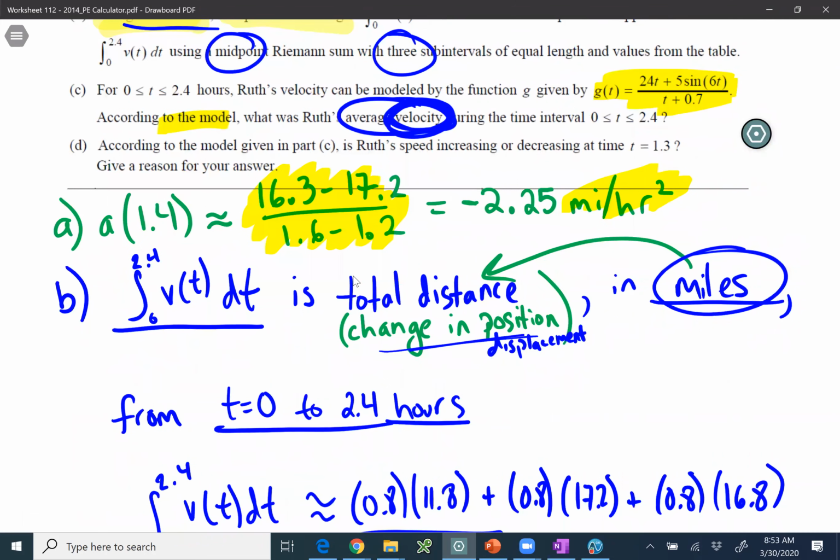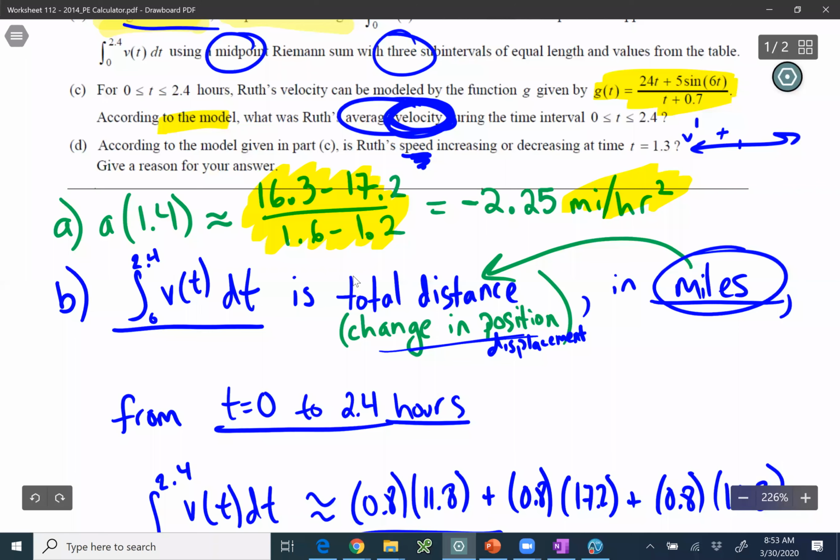All right, D: according to this model, is Ruth's speed increasing or decreasing? We need to be careful with speed increasing and decreasing. Most of the time, like 99% or 95% of the time, when we see increasing and decreasing, we make our V prime and figure out the positive and negative stuff. With speed, we do not do that. Speeding up and slowing down is the same thing as speed increasing or decreasing.